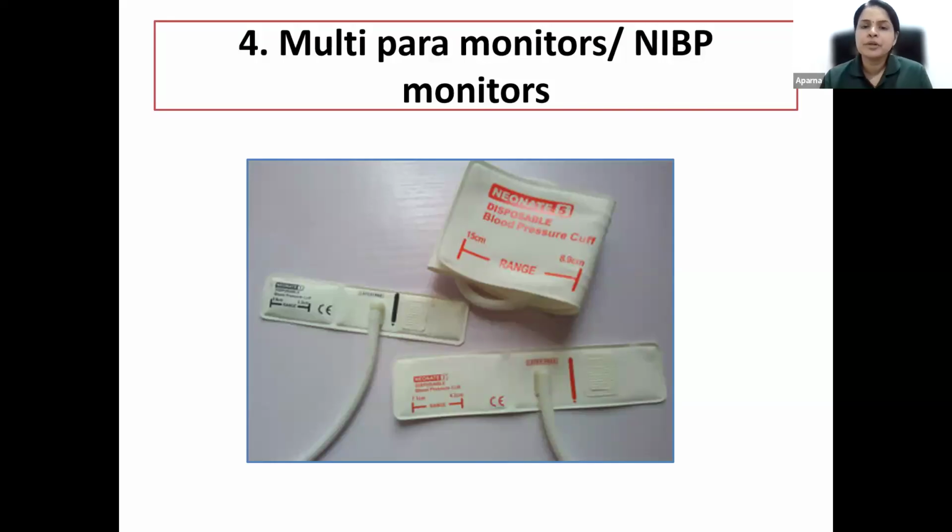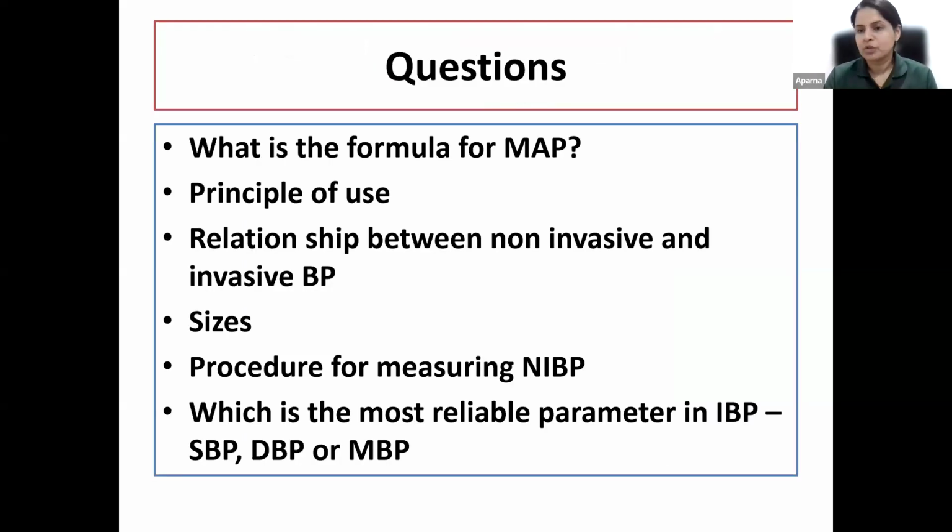The next equipment that we're going to discuss is the NIBP monitor or the multipara monitor. So I have a picture here of various blood pressure cuffs that can be connected to the NIBP, the multipara monitor, for measuring the non-invasive blood pressure. So let's begin with what is the formula for mean arterial pressure. Now we all know that the systolic and the diastolic blood pressure are directly displayed from the blood pressure machine.